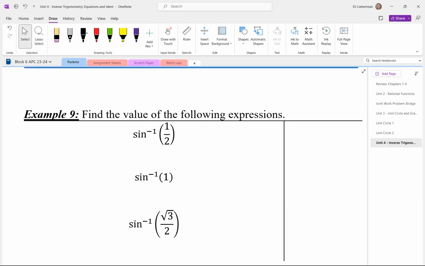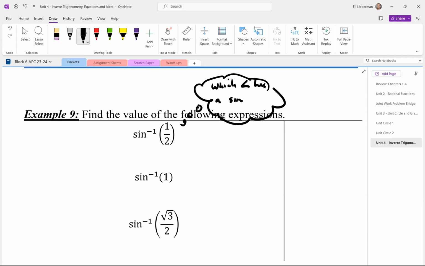This question is asking which angle has the sine that's equal to 1/2? Let me write this here. So this is like a thought bubble. Which angle has a sine that equals 1/2? I think you already know the answer. Check with your neighbor. Do they know the answer to it?